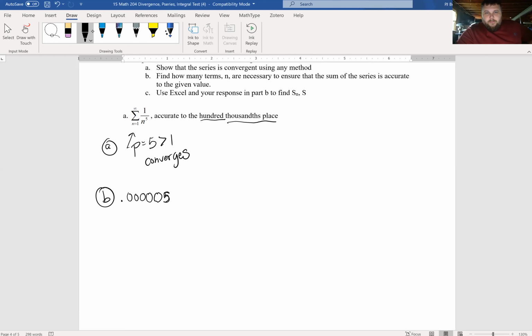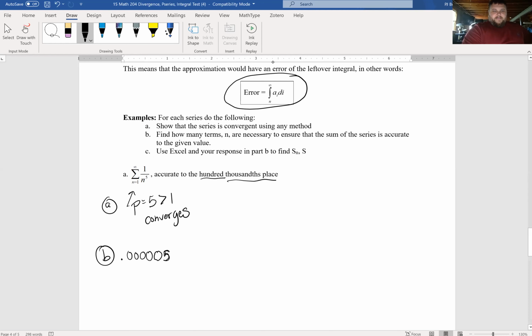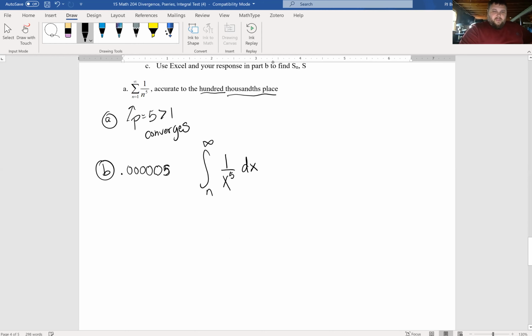Okay, so how many terms n? Okay, so we want our error, right? That's this number. We need an integral from n to infinity of, instead of 1 over n to the 5th, we're going to make it x to the 5th dx. And it's important that you don't leave it as n, because one of your bounds is n, and it's not okay to integrate over something and have a bound that is the same variable.